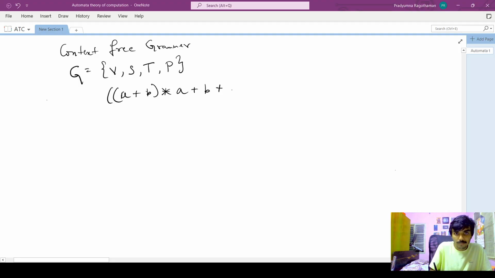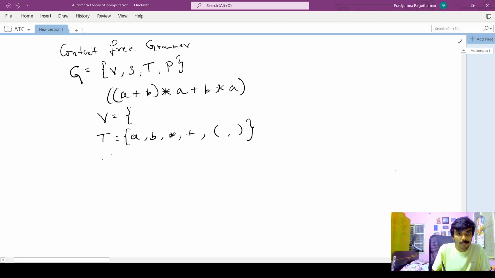So let us consider the expressions like this, right? So we'll have the variables that we are going to use in this set, and obviously the alphabets that are used in this language are A and B, and we also have the star, plus, and the brackets. So these are the set of alphabets, and then finally we obviously have a start variable, right? Let us start with the variable E. So the start variable will be E here.